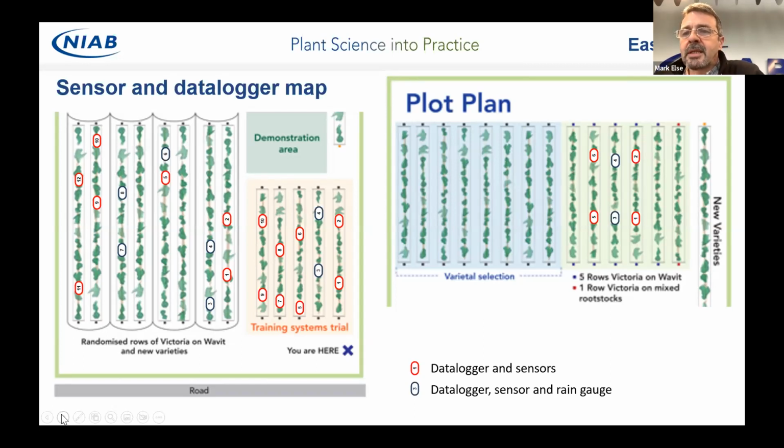And those red and blue ovals represent where we've installed data loggers and sensors and rain gauges. And of course, what we're trying to do then is to use that data to inform decision making in the orchard. And so I'll come on to explain a little bit more about how we're doing that in the next slide.